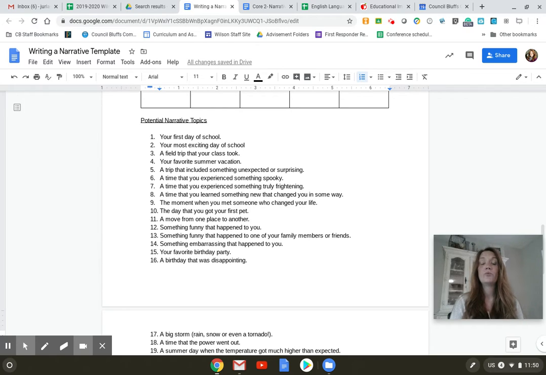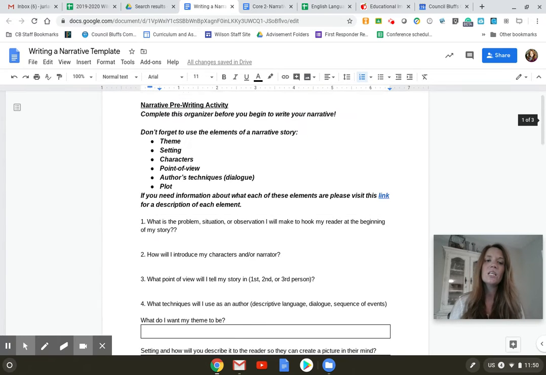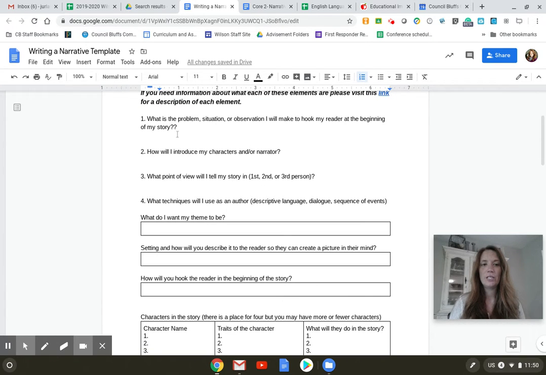And then once you've worked through the organizer, you can convert the organizer to writing, and then you can plug it into Grammarly and do your spell check, and you have a nice narrative written. So the first thing you're going to do is identify what is the problem, situation, or observation I'm going to make in order to hook my reader at the very beginning. Because we really want to hook our reader at the beginning of a story.